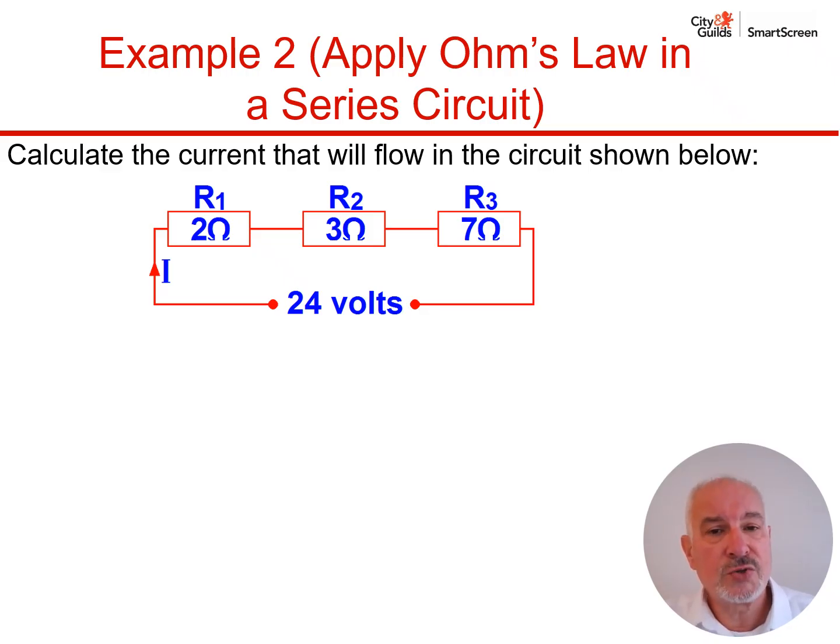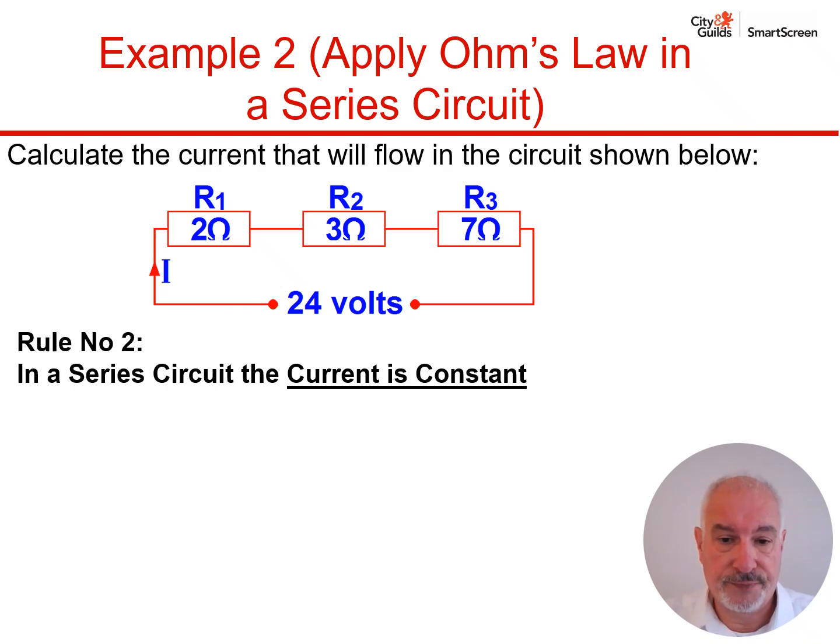And it brings us on to another important rule about series circuits, and that is that the current in a series circuit remains constant. It remains constant. And what I mean by that is that if you were to measure the current at any point in the circuit, you would get the same value. It doesn't matter, let me just point out parts of the circuit. It doesn't matter whether we're talking about the current flowing through R1. It will be the same as the current flowing through R2. It will be the same as the current flowing through R3.